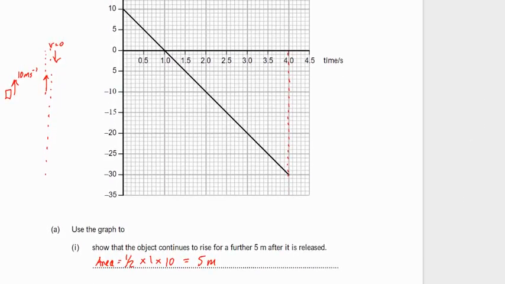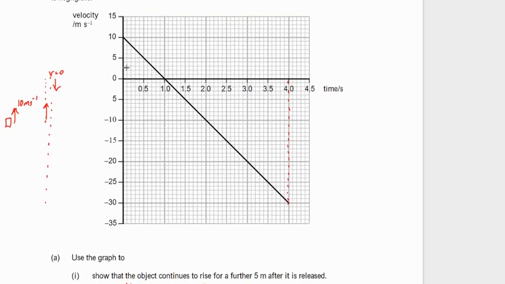Now, it says use the graph to show that the object continues to rise for a further 5 meters after it's released. So we know that on a velocity time graph, the area underneath the graph represents the distance. It's to the axis, not everything here, it's to the axis. So that area represents the rising section of the ball.